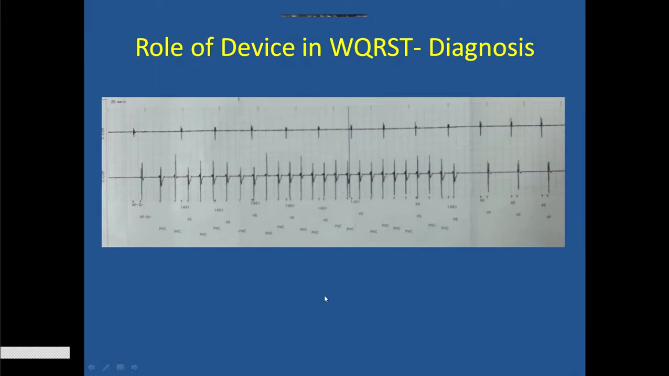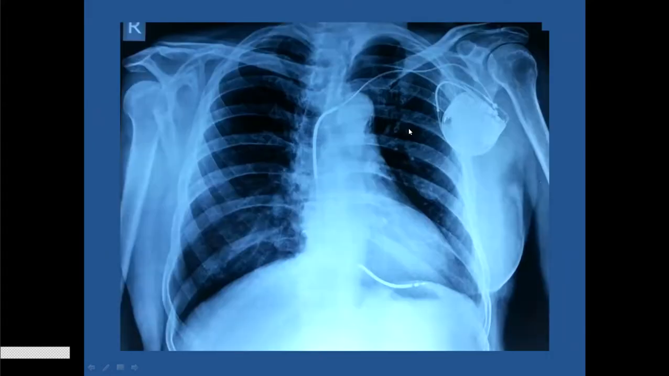What is the role of devices? Suppose a patient with a pacemaker has syncope. You see here, this is diagnostic. There are more V's than A's. This is a VT. Next, we implant an ICD.